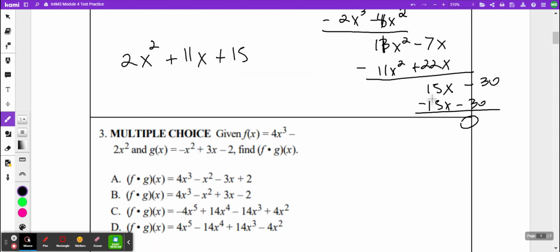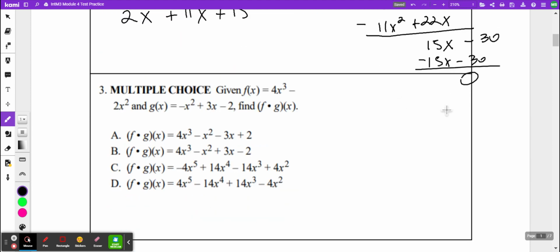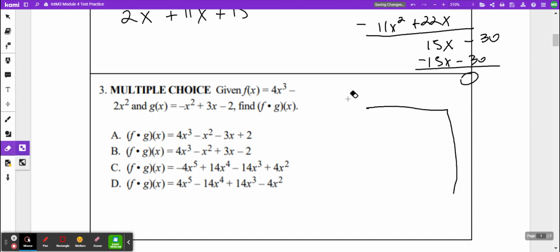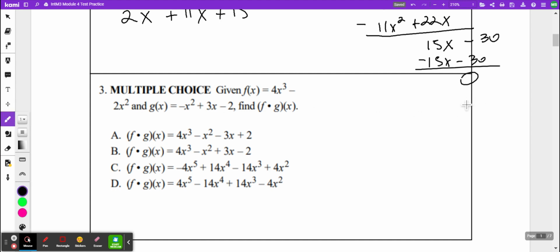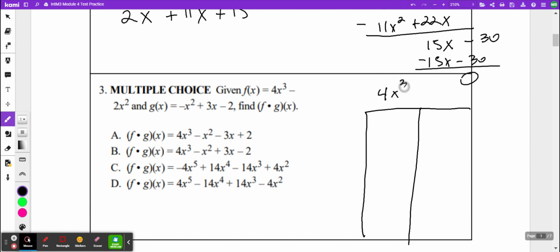Let's go on. It says, hey, I want you to multiply. So you just have to multiply. So let's show you the box method. Actually, let's erase that. I'm going to use part of this as my box because I want to be lazy. So I have this. I'm going to write it out. I have 4x cubed. I have minus 2x squared. Then I have negative x squared. I have 3x. And I have this minus 2 right here.